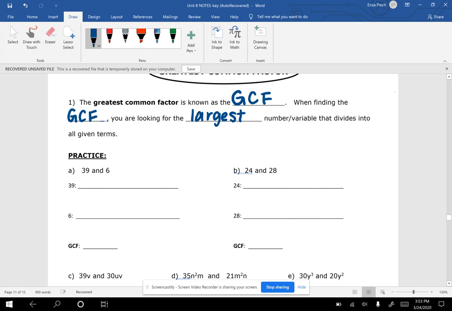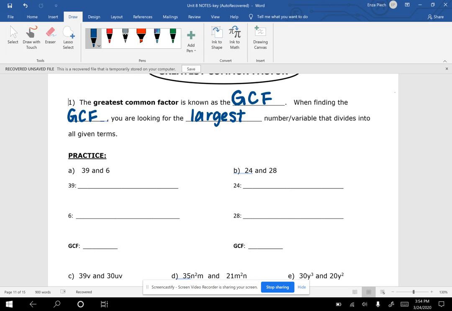We are on page 11 of your pink Unit 8 note packet. We just did a brief introduction to the idea of factoring, and what we're going to work on now is the identification of your greatest common factor. So first, let's do a little bit of practice, brush up on our GCF knowledge. So the greatest common factor, we also will call that GCF.